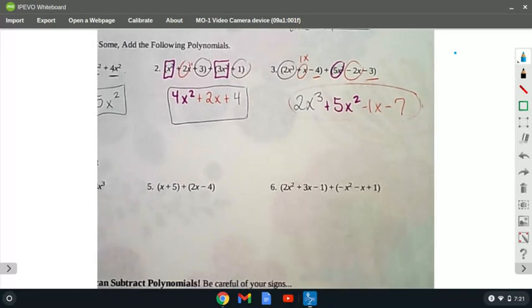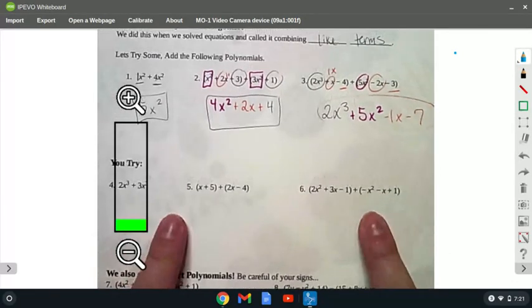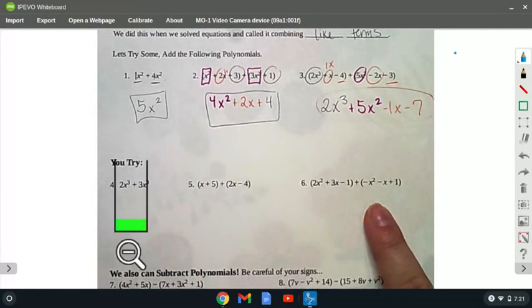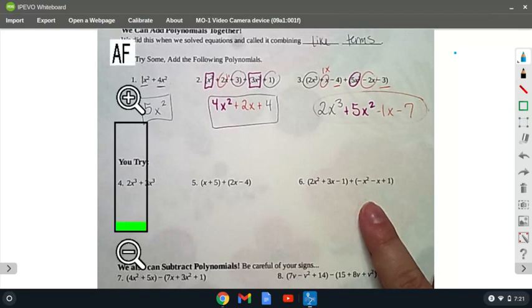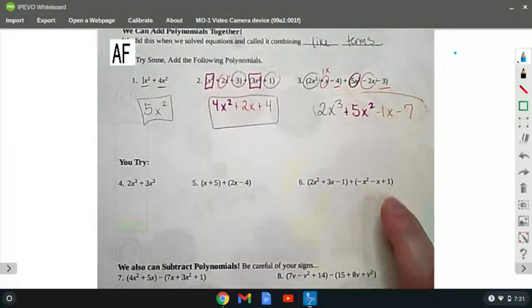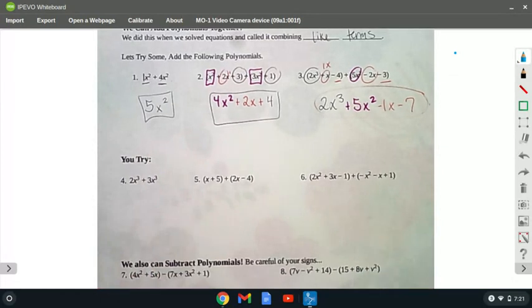At this time, I want you guys to pause the video and I want you to try these 3 problems on your own. And then when you push play on the video, I will go over those, but I want you to take a minute, pause this video, try those 3 problems on your own. When you're ready, come back and push play.